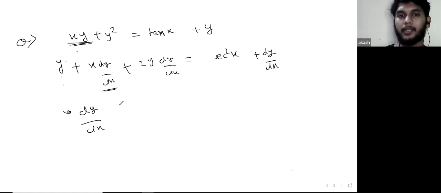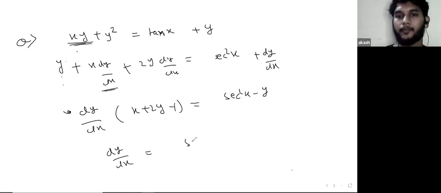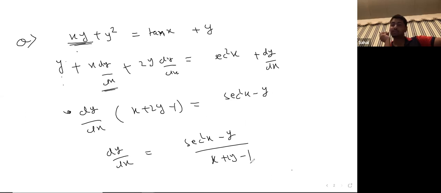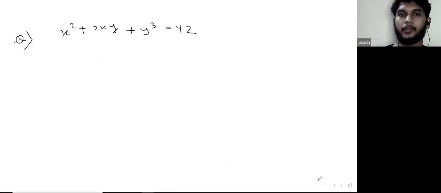So taking dy by dx common, x plus 2y minus 1 equals sec square of x plus y minus y. So dy by dx will be equal to sec square of x plus y minus y upon x plus 2y minus 1. All right? Right. So solve this question.